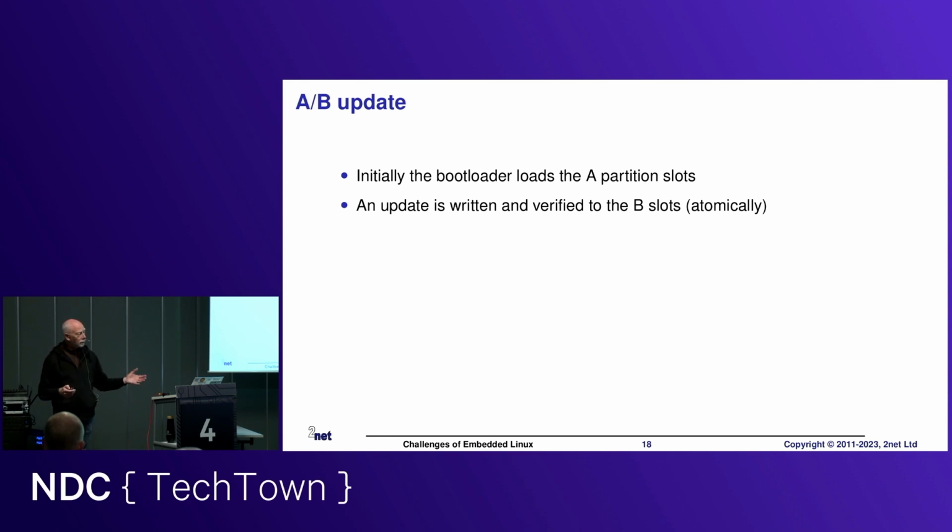And once you've done the write, you can verify it, so you can know for sure whether the update was valid or not. Then you throw a switch in the bootloader, a software switch, so that when you next reboot, you'll boot from the B slots. Therefore, you're booting the new operating system.